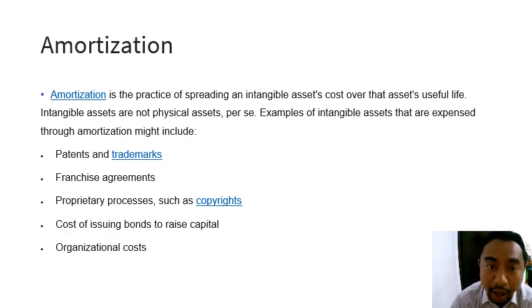Now I will dig deeper into amortization. Amortization is the practice of spreading an intangible asset's cost over the asset's useful life. Intangible assets are not physical assets per se. Examples of intangible assets that are expensed through amortization might include patents, trademarks, franchise agreements, proprietary processes such as copyrights, the cost of issuing bonds to raise capital, and organizational costs.